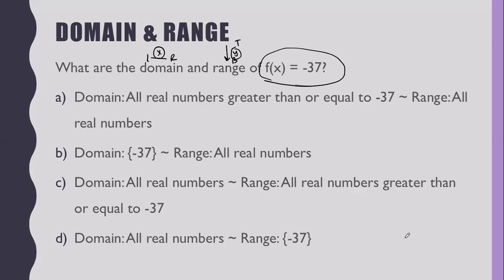So going back to the answer choices: domain is all real numbers greater than or equal to negative 37. No. Domain is negative 37. No. Domain is all real numbers, range is all real numbers greater than or equal to negative 37. No. Domain is all real numbers, range is 37. No, negative 37, sorry.